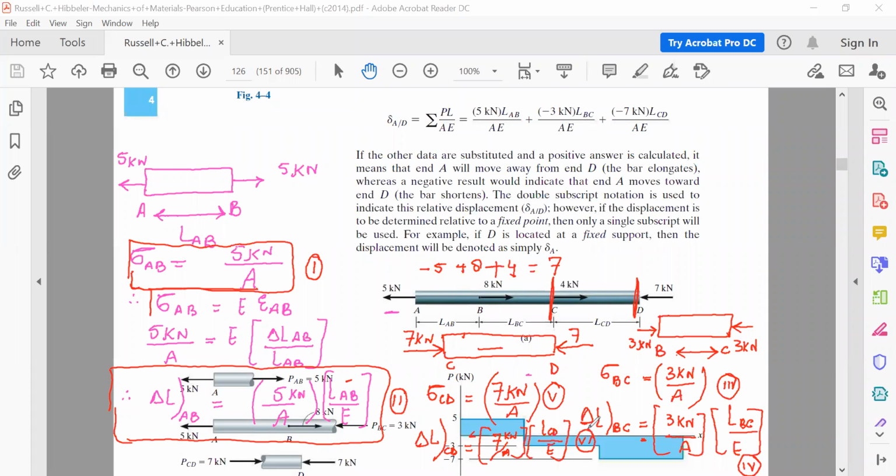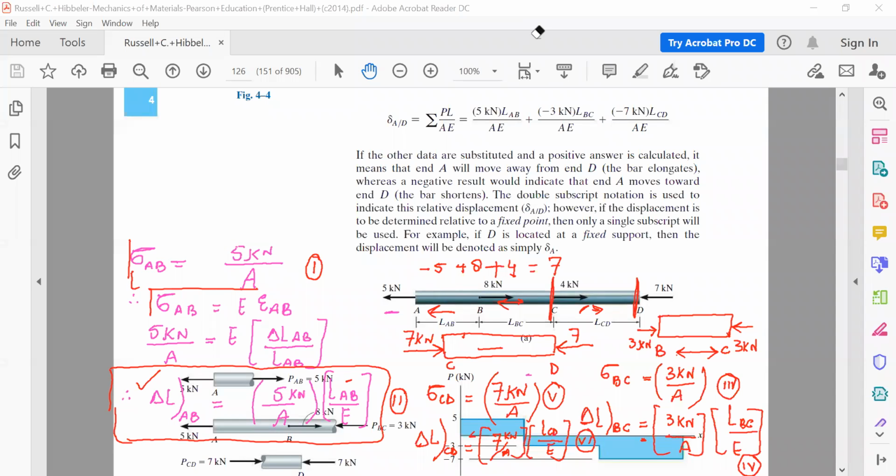Therefore, for the total change in length, look here, this change in length is positive. So the section AB will try to undergo elongation. Section BC change in length is negative, it will try to undergo reduction in length. Same is the case for section CD, it will also tend to undergo reduction in length. Therefore, the total change in length will be the corresponding sum.